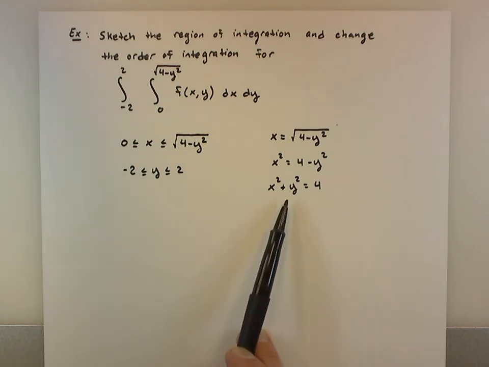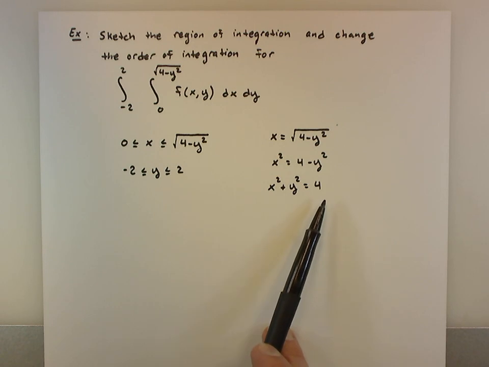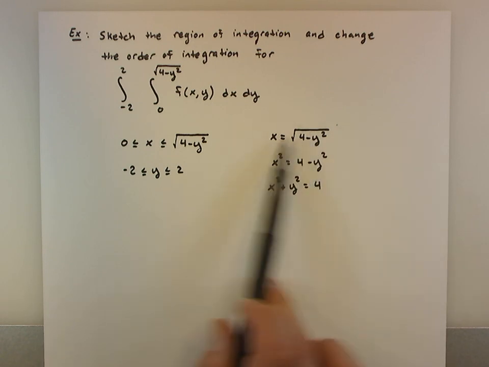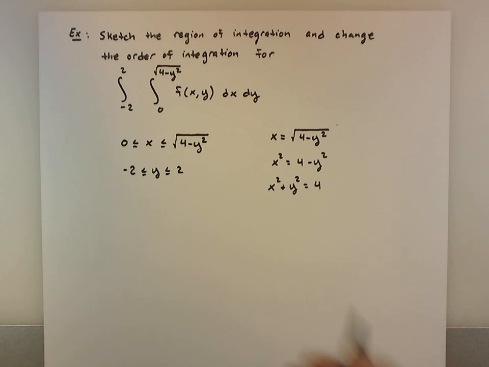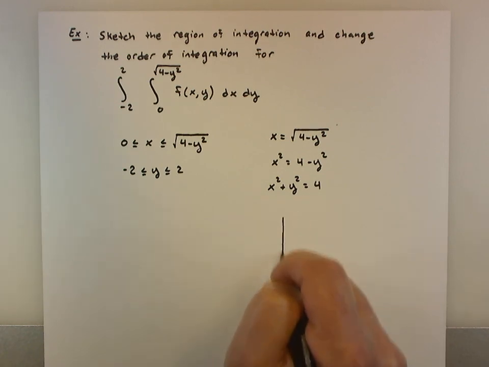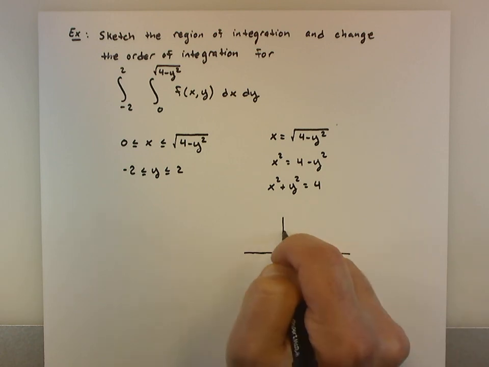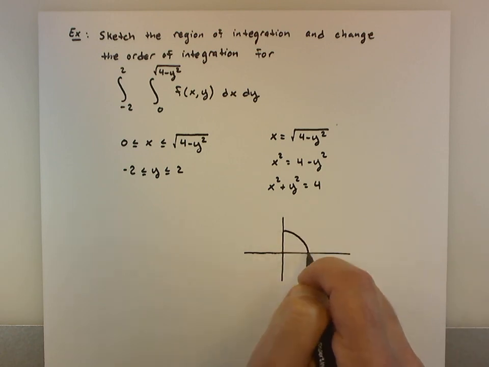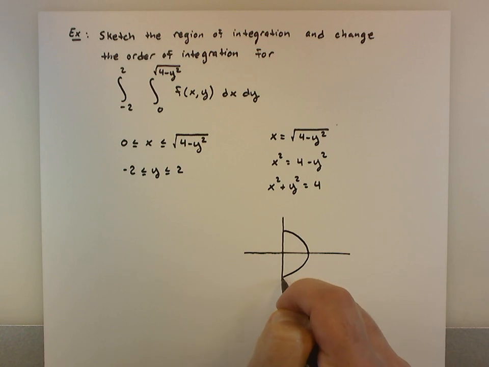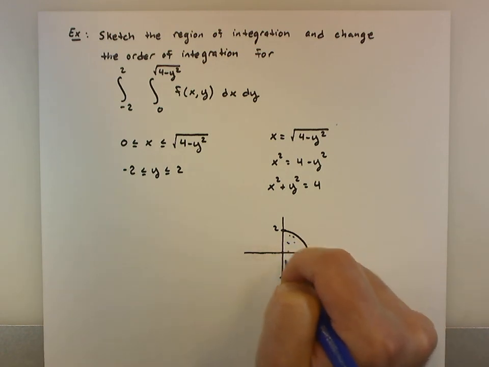This is a circle centered at the origin with the radius of 2. Since this is the positive root only, I'm looking for where the x's are positive. So x's are positive in the right half of that circle centered at the origin with the radius of 2. Y goes from -2 to +2. So this is my region.